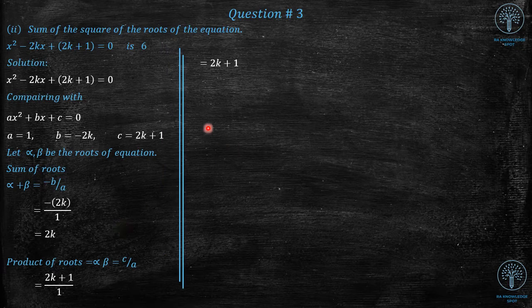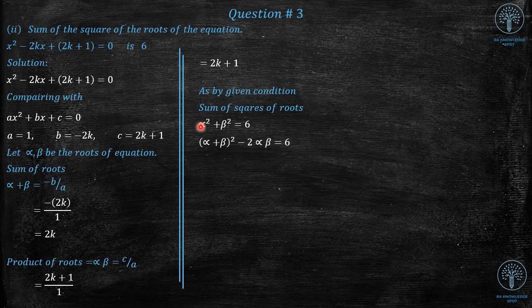Now I'm just removing the 1 from the denominator as by the given condition. The given condition is alpha square plus beta square is equal to 6. Now using the same strategy as in the previous question, that is (alpha plus beta) whole square minus 2 alpha beta is equal to 6. Now we have to put the value of alpha plus beta, that is 2k, and the value of alpha beta, that is 2k plus 1, so it becomes 4k square. 2 2s are 4 and 2 1s are 2.